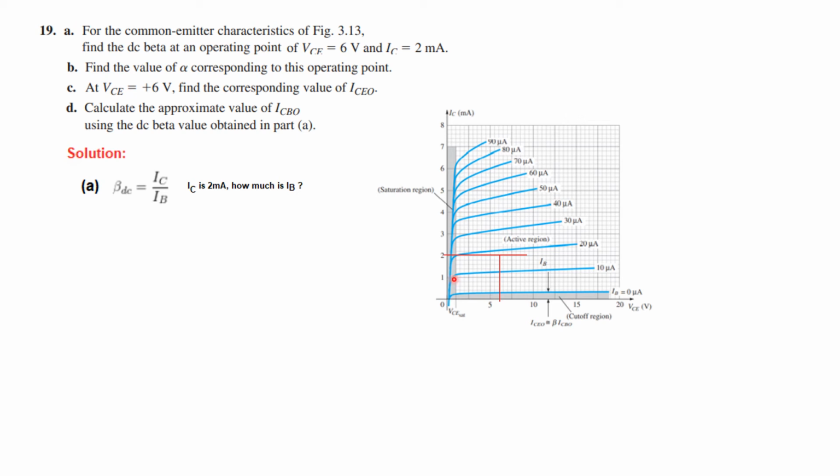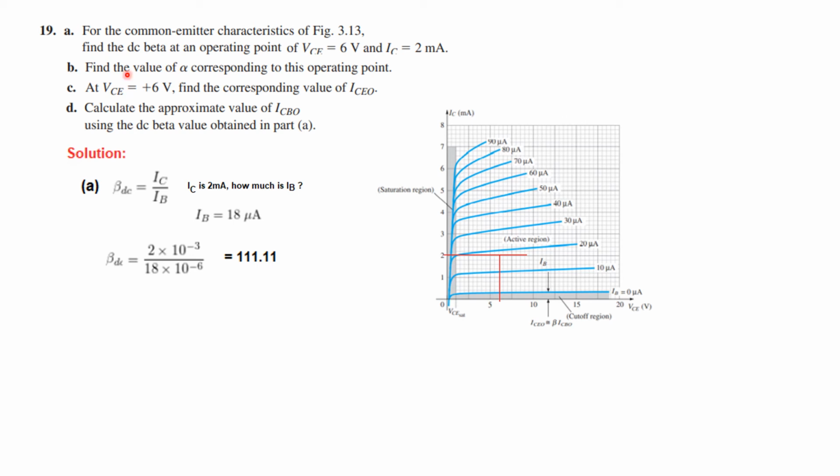Now you can see we have one value of IB given as 10 microampere, and the other slightly up is given as 20 microampere. In between, if you consider 5 divisions, it is almost 1 division less. So we can say that IB in this case will be 18 microampere. So IB we take as 18 microampere, and plugging in, we find the beta DC to be 111.11.